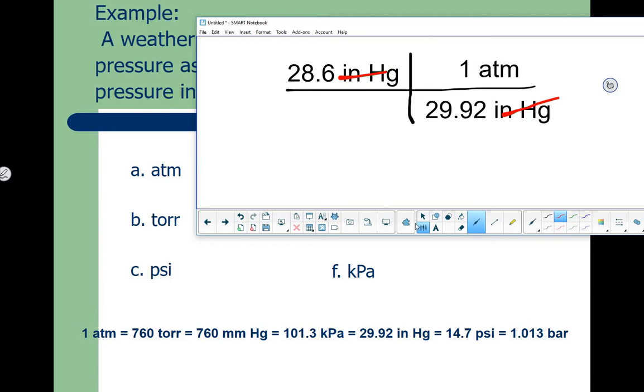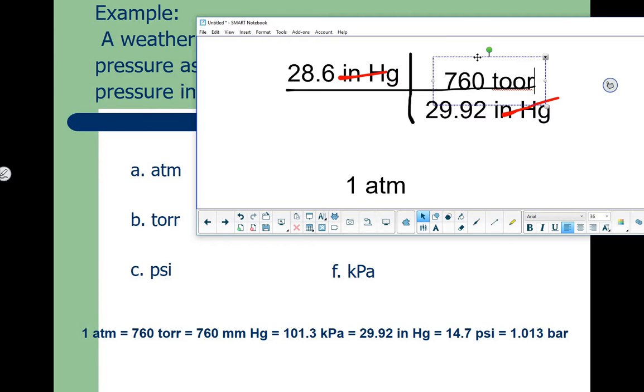Now, to get the rest, all I have to do, it's going to be the same setup. I'm just going to be changing what is on the top. So instead of atmospheres, the next time I'm going to put what is in torr, the 760 torr right here. So this time I'm going to not just do 1 step, but 2. This divided by this times by this. And I spelled torr wrong.